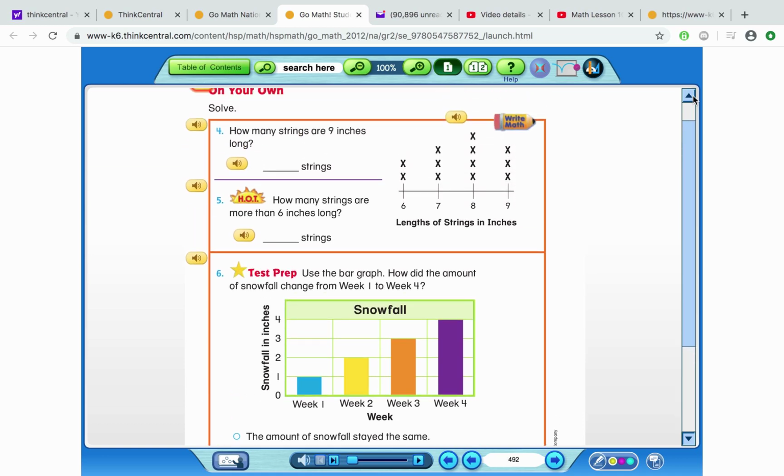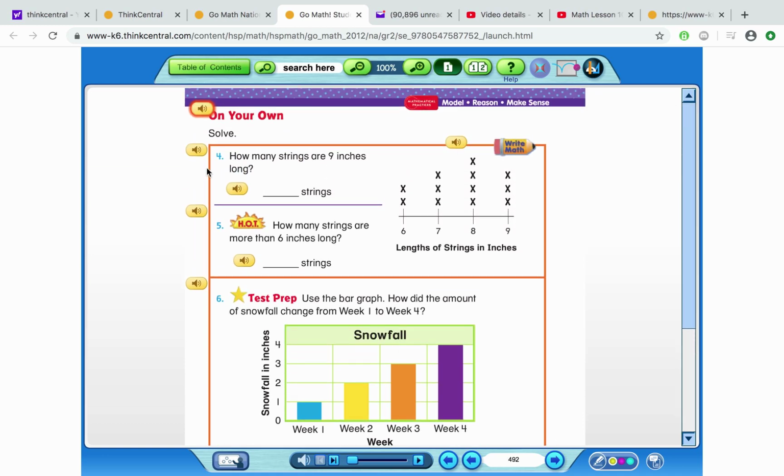Lastly, this says how many strings are 9 inches long. This is a line plot. Not many line plots have been in this chapter, so I wanted to explain it to you. So the numbers are along here, and each of the X's above is how many. So how many strings are 9 inches long? You go over to the 9, and then you count how many X's. 1, 2, 3.